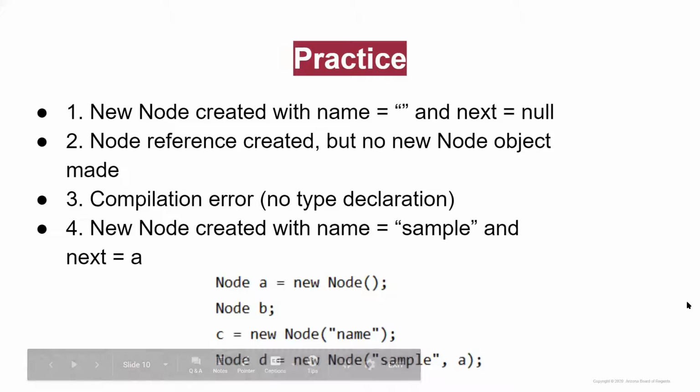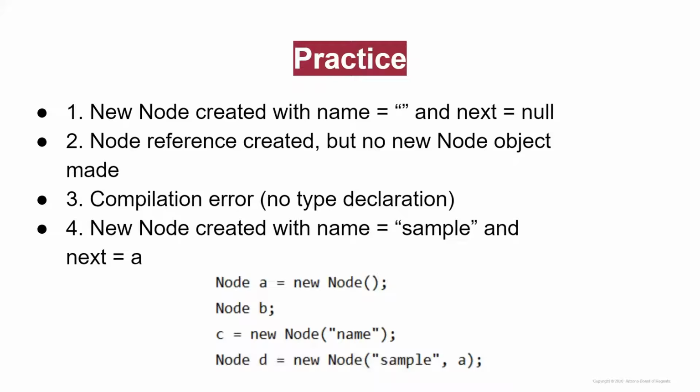All right, so for the first line here, we are saying node A equals new node, parentheses. This works with our unparameterized constructor. So a new node is created. The node reference is called A, and A contains an empty string for the name and the null reference for the next node reference.